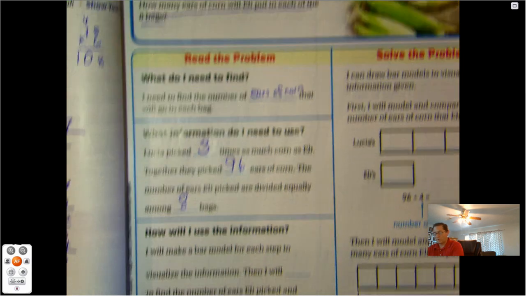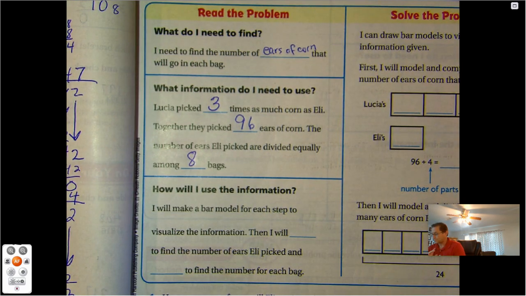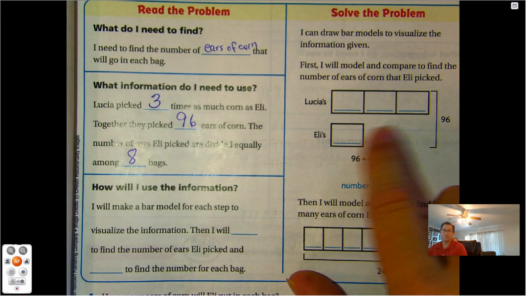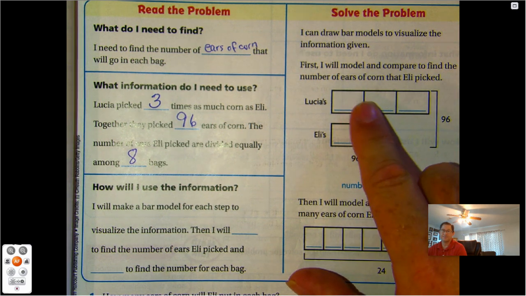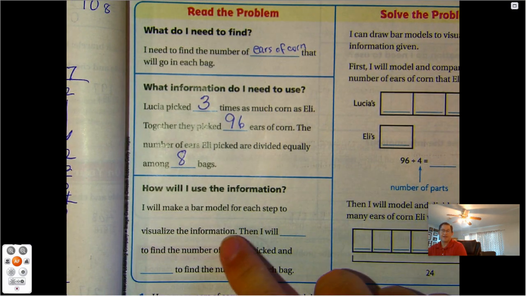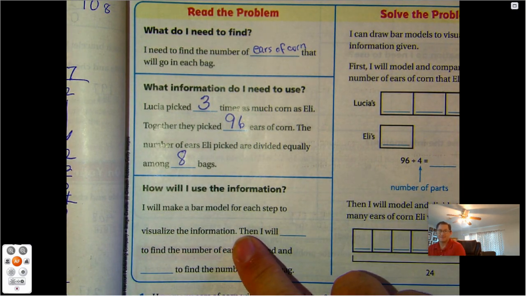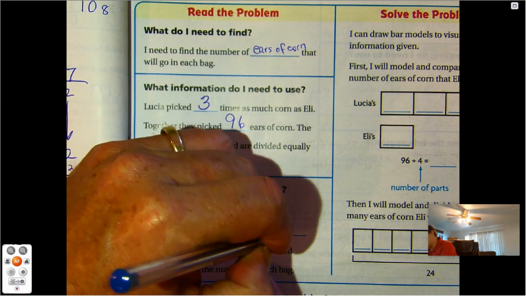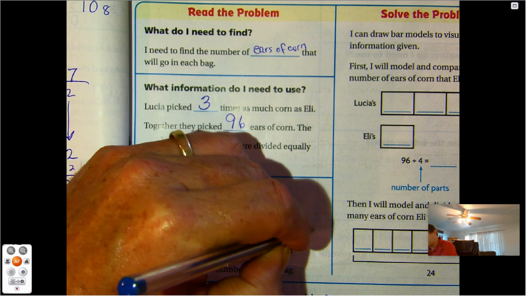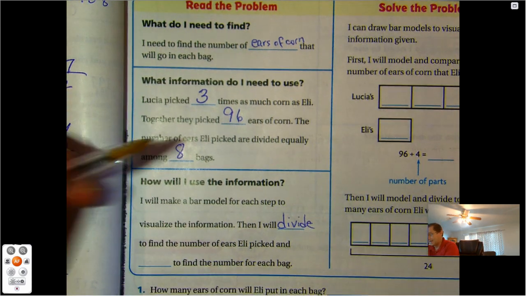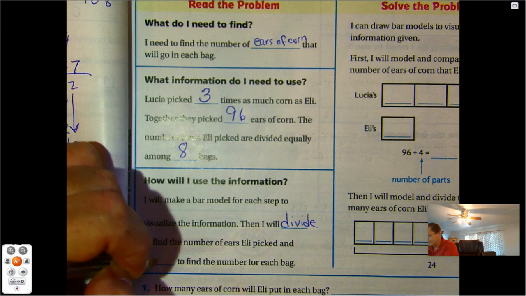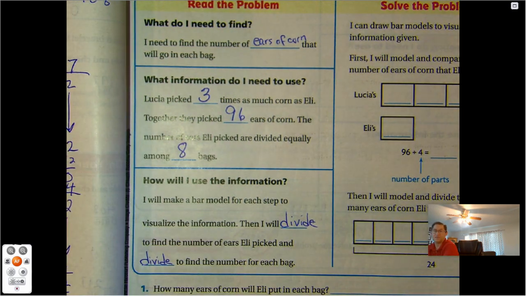So how will I use the information? I'll make a bar model, and it's going to look something like this, okay? Because that's going to help me figure out Eli and Lucia's numbers, and it's going to help me see and visualize the information. Then I'm going to divide to find the number of ears Eli picked, and divide to find the number for each bag.